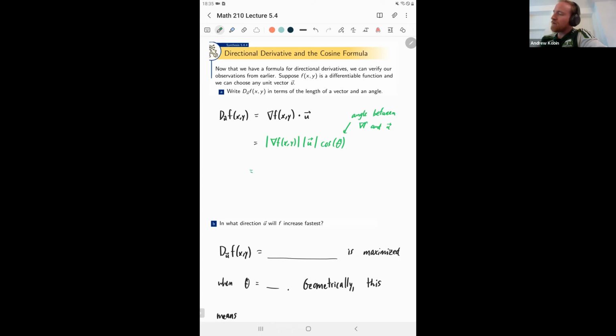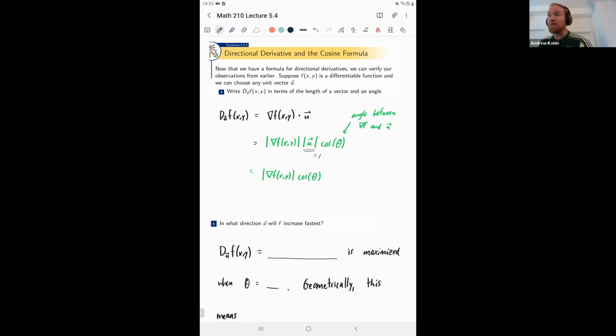We can go one step further because we know that the unit vector has length 1. So let's simplify this by writing that the directional derivative in the direction u can be computed, if we so choose, as the length of the gradient vector times cosine of theta, where theta is the angle between the gradient vector and the direction vector u. This is the key piece of the puzzle to understand all of the questions we've been asking so far.